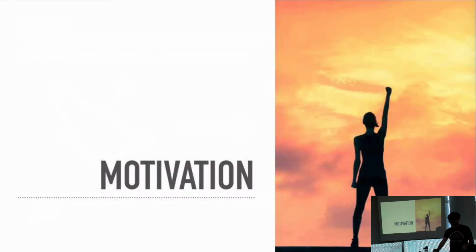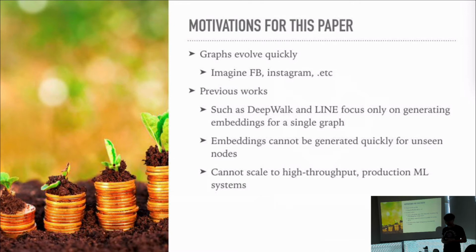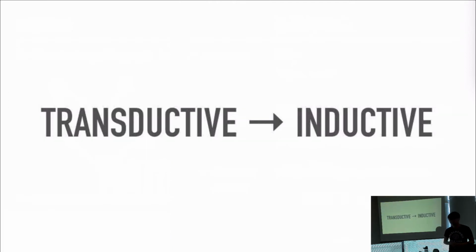So that's where our motivation lies. The motivation of this paper is that graphs change quickly in social networks and other networks. In previous works, such as DeepWalk and LINE, they only focus on generating embeddings for a single graph. The embeddings cannot be quickly generated for unseen nodes, and it cannot scale to high throughput. That means it cannot be used in a production ML system if the graph keeps changing. So we need to move from transductive embedding generation to inductive embedding generation.